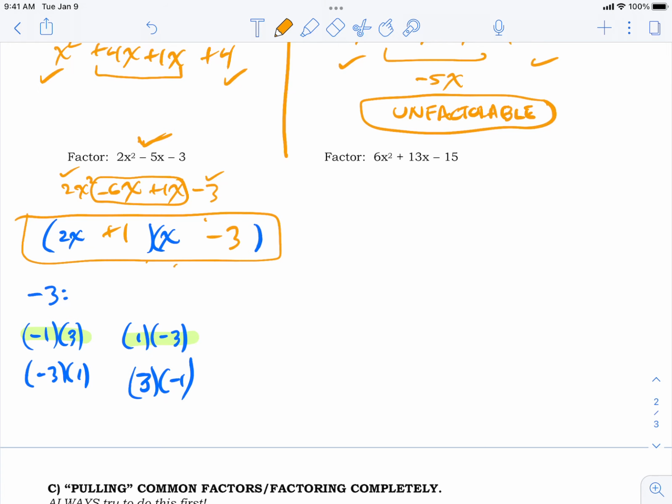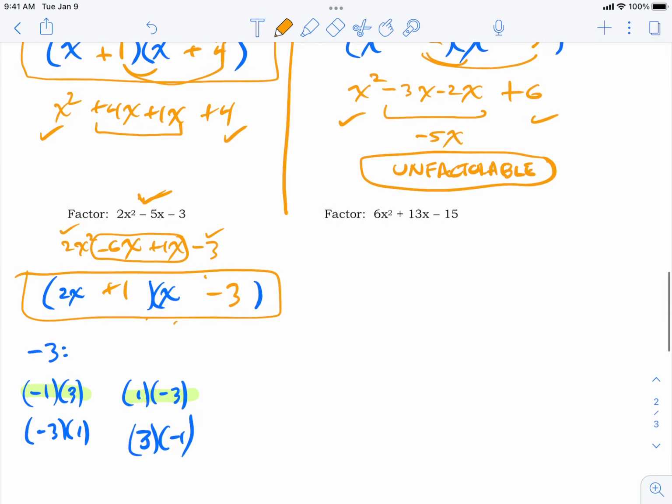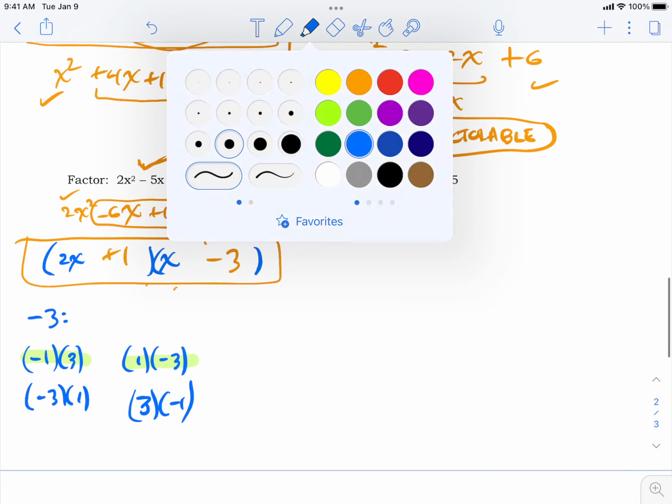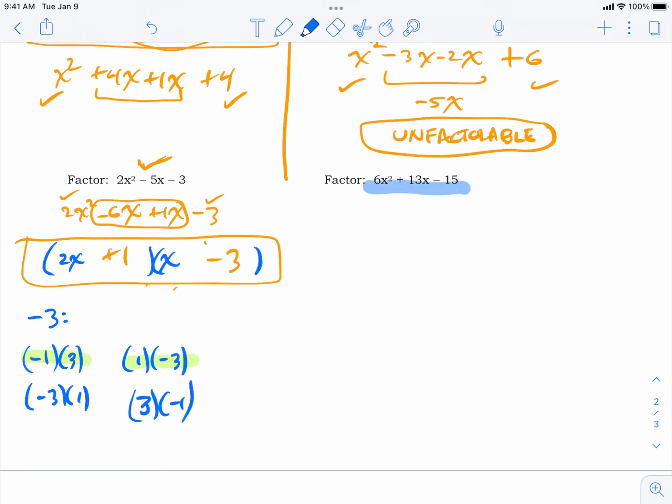Okay. So trinomials can be a little bit more work. But like I say, with practice you get faster at them. So one more of these things. What's this thing saying? 6x squared plus 13x minus 15.